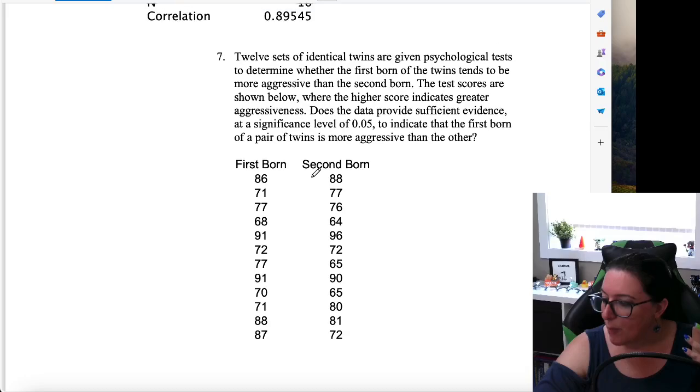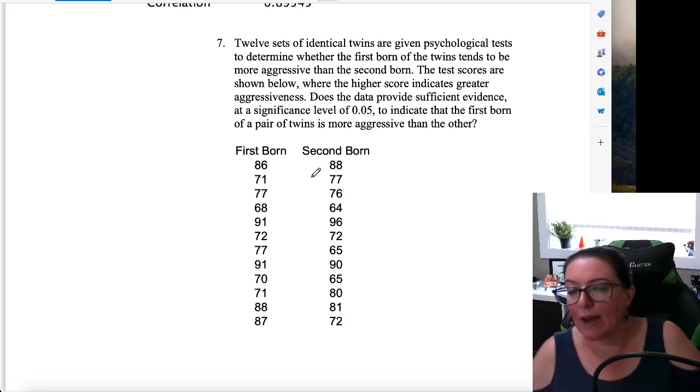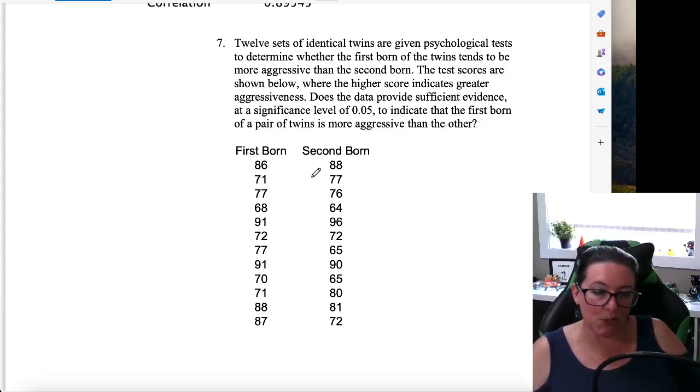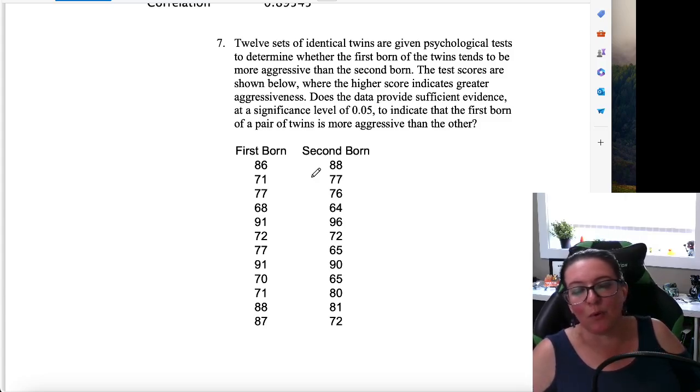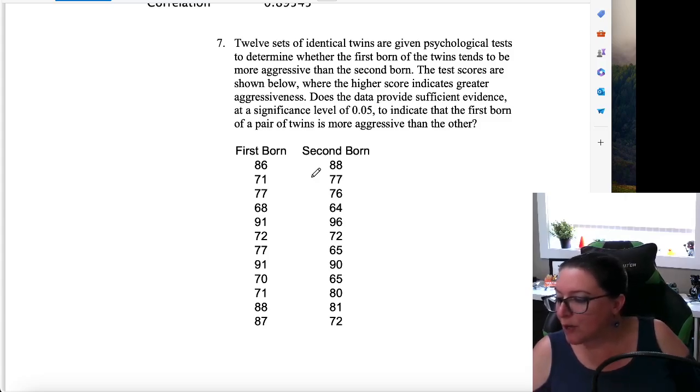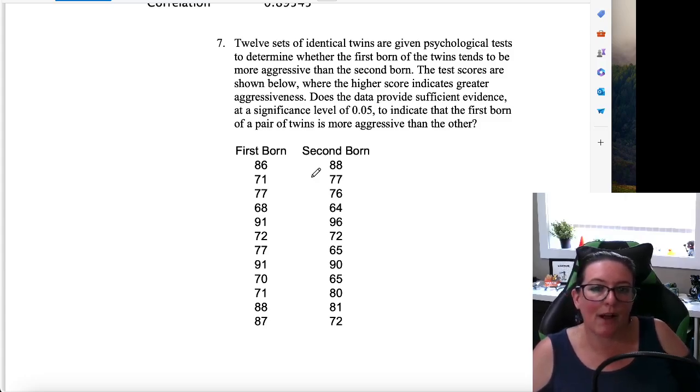The other example we have here is that 12 sets of identical twins are given psychological tests to determine whether the firstborn of the twins tends to be more aggressive than the secondborn. The test scores are shown below, where the higher scores indicate greater aggressiveness. Does the data provide sufficient evidence at a significance level of 0.05 to indicate that the firstborn of a pair of twins is more aggressive than the other? So create a paired t-test.